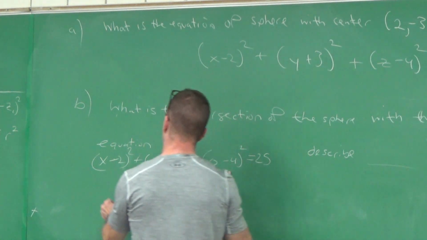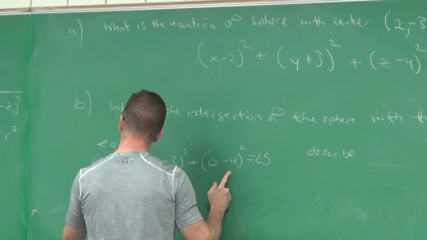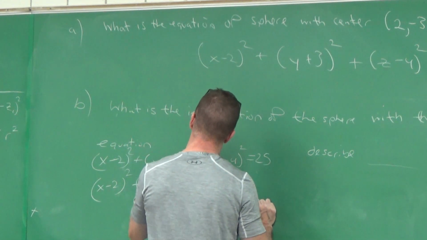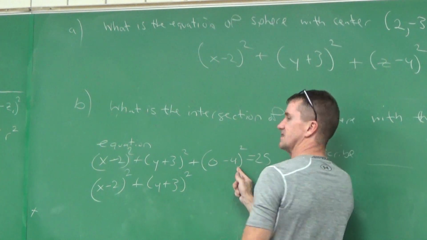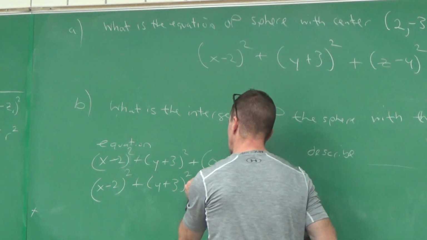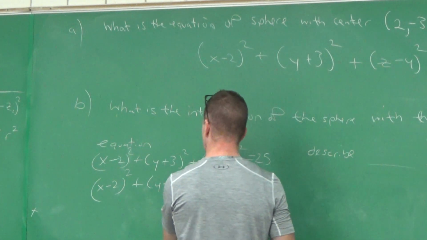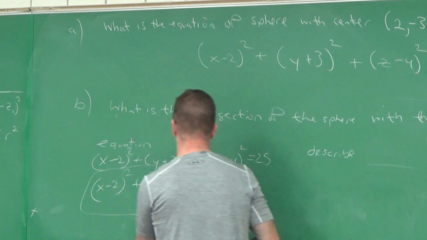But that number is now what? 16. So we're going to subtract it. What's 25 minus 16? 9. So I'm going to subtract it from the other side, and I think this looks better. I'll leave my answer like this, right? That's my equation.